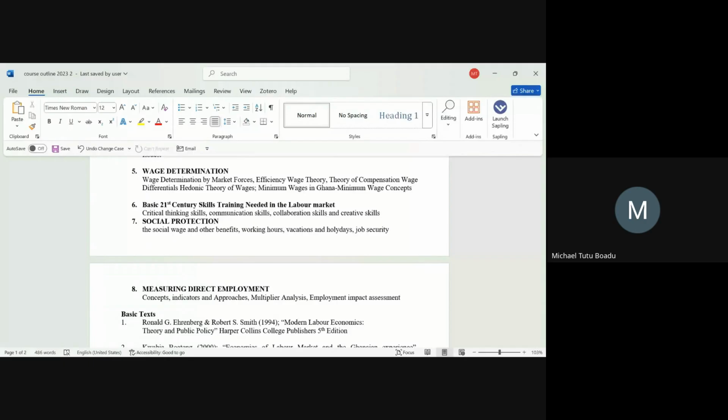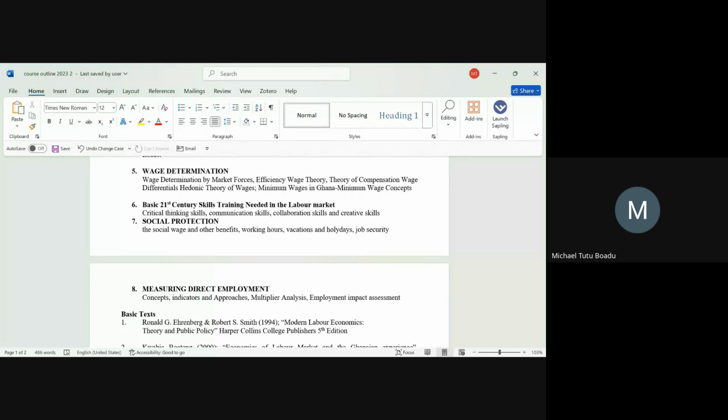Then our sixth topic will look at basic 21st century skills training needed in the labor market. So in the 21st century, certain skills are needed in the labor market. Employers are looking for people with such skills. For example, how to think critically, how to communicate effectively, and how to collaborate, or what we call collaboration skills, as well as creative skills or creative minds. We'll look at how this shapes the labor market.